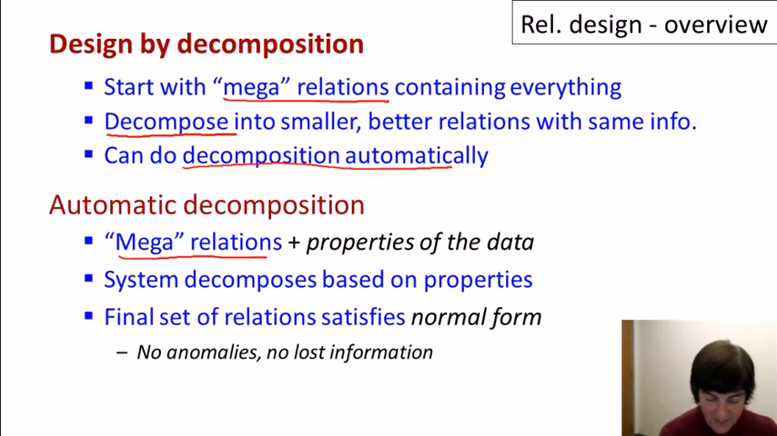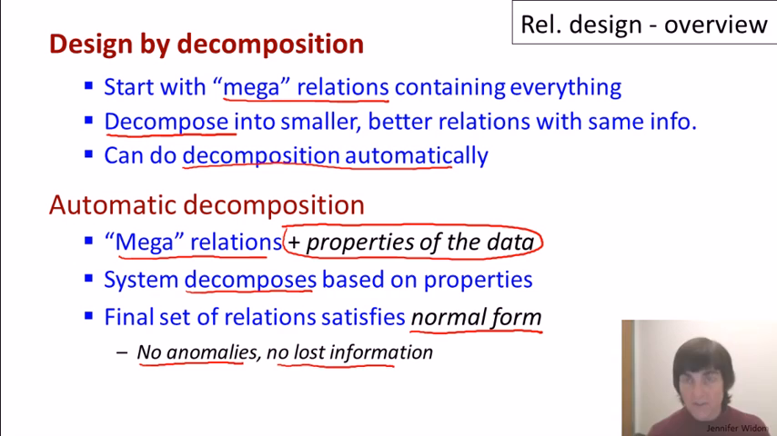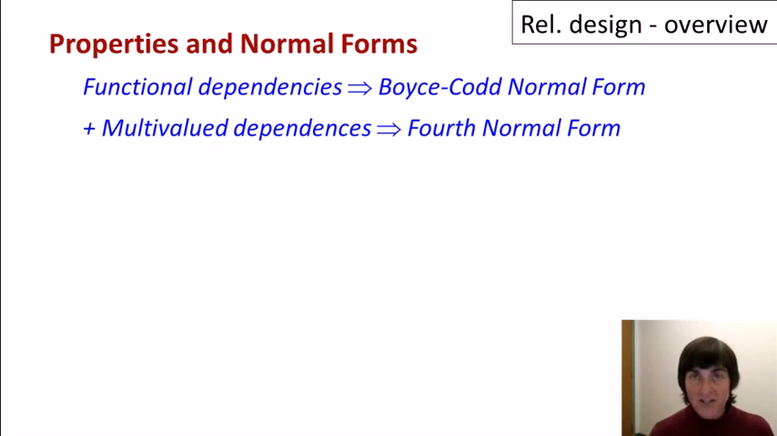In addition to the mega relations, we're going to specify formally properties of the data. The system is going to use the properties to decompose the relations, and then it's going to guarantee that the final set of relations satisfy what's called a normal form. And we'll be formalizing all of this, but the basic idea behind normal forms is that they don't have any of those anomalies that I showed, and they don't lose any information. So specifically, for specification of properties, we're going to begin by looking at something called functional dependencies. And once we specify functional dependencies, the system will generate relations that are in what's called Boyce-Codd normal form.